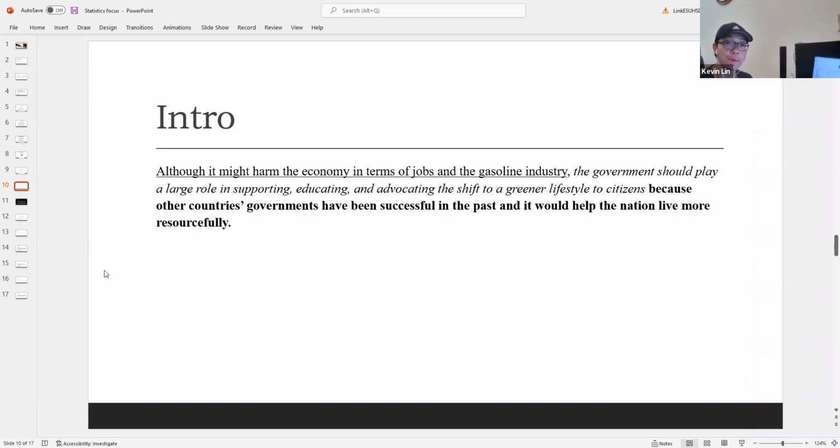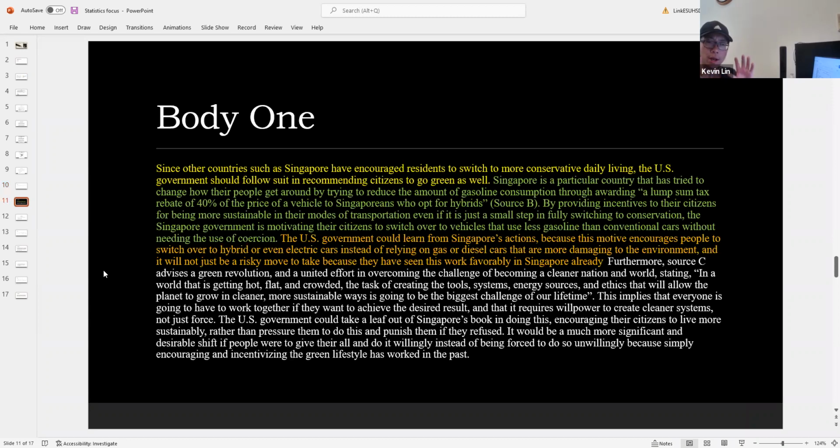Look at their body. I put this one in black because it's an exercise of looking at the different chunks of their body paragraph. So this is the same essay, right? Same author and everything. And remember, I expected the first paragraph to be about different countries, right? So I'm thinking, I better have that. First paragraph, they said, since other countries such as Singapore have encouraged residents to switch to more conservative daily living, the US government should follow suit in recommending citizens to go green as well.